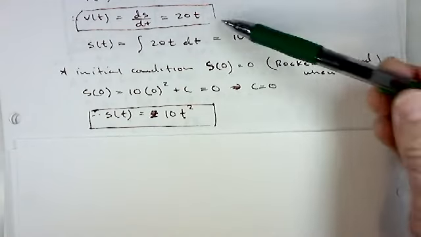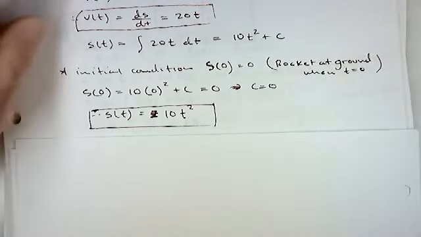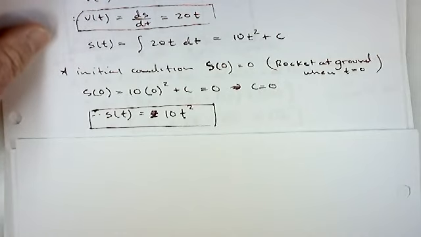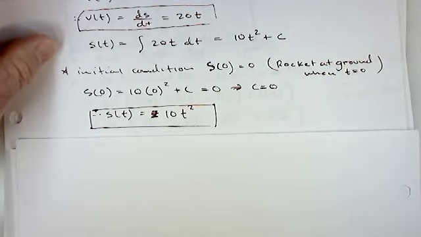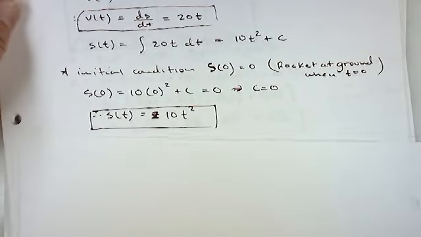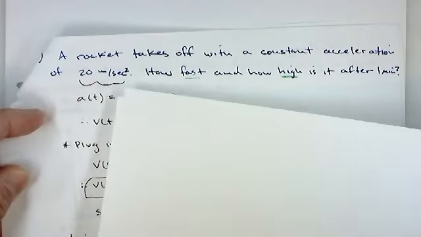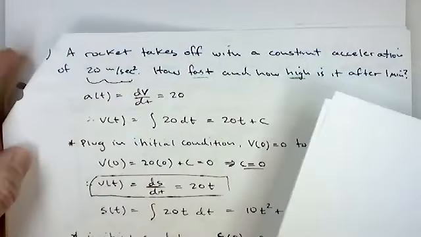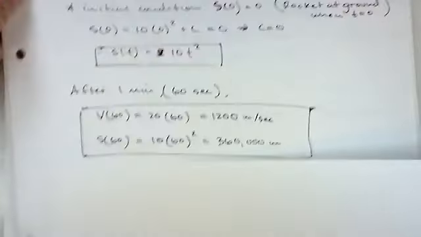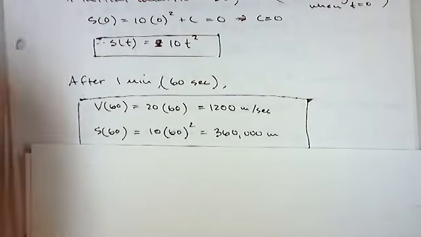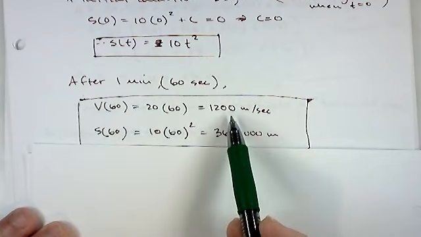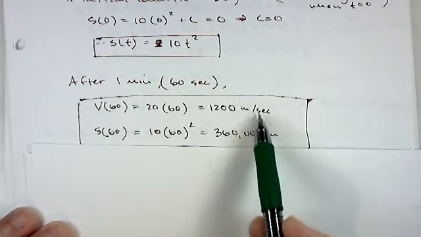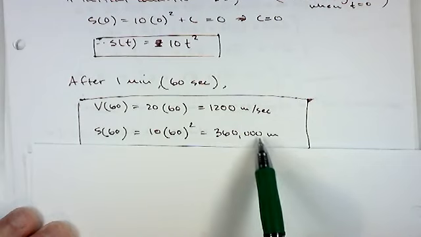Now we have a velocity equation and a position equation, so we can start to answer our question. The question said, how fast is it going after 1 minute, and how high is it after 1 minute? Going back, I'm going to slide this back up. The information for acceleration was given in terms of seconds, so after 1 minute, that would be 60 seconds. We can just plug 60 in for our velocity and our position, and we get a velocity of 1,200 meters per second and a height of 360,000 meters.